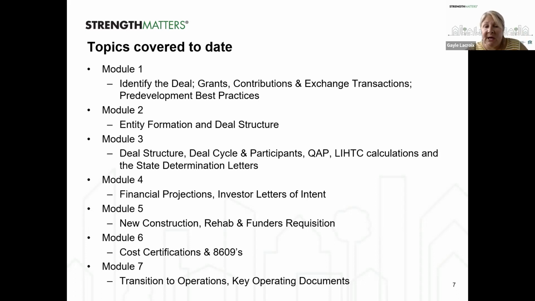In module 6, we talked about cost certifications. That is a specialized audit conducted to audit the costs of your project to make sure that we've incurred, so to make sure that we have valid costs against which the credits are issued.